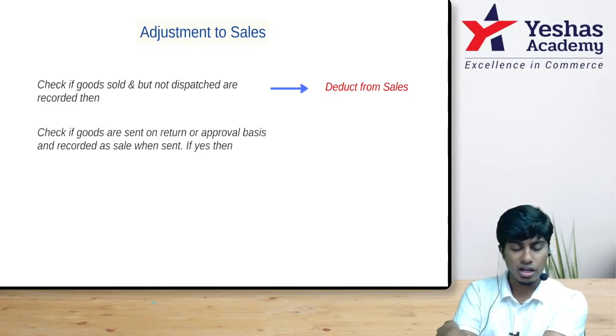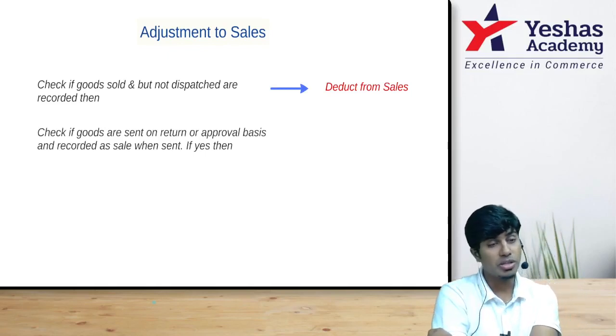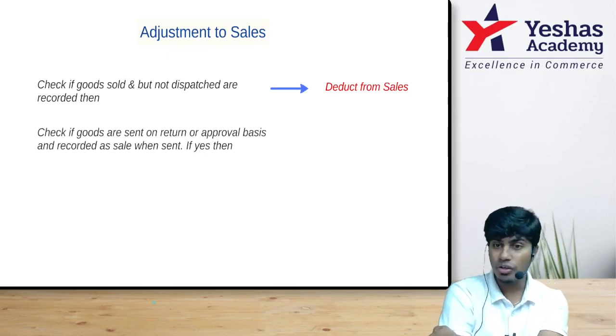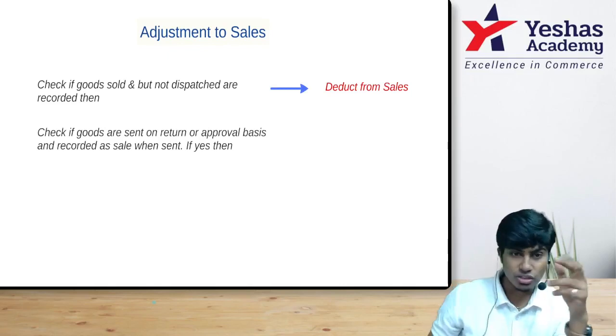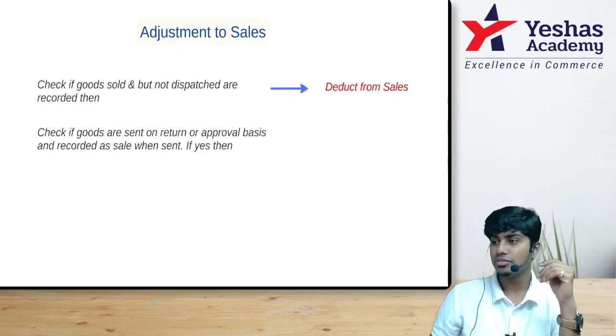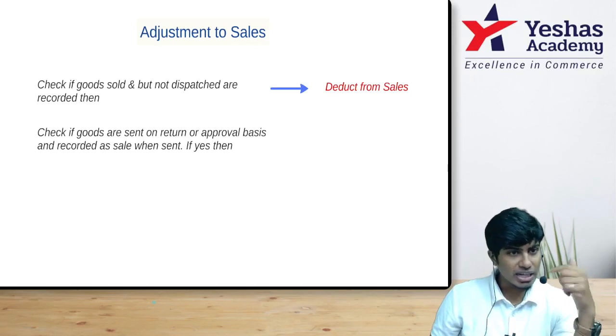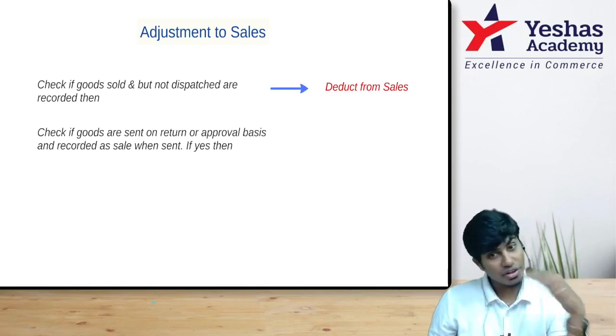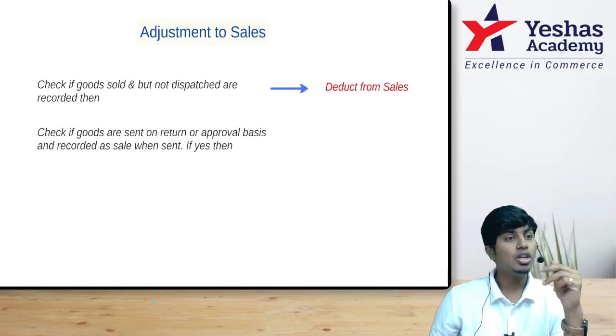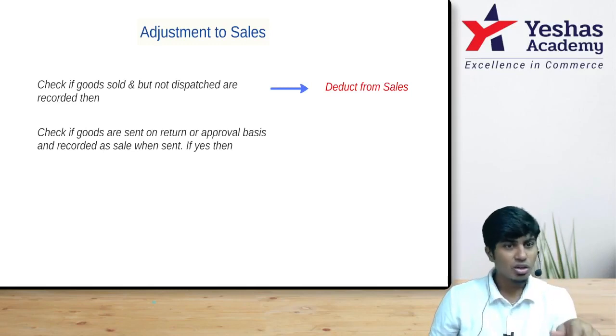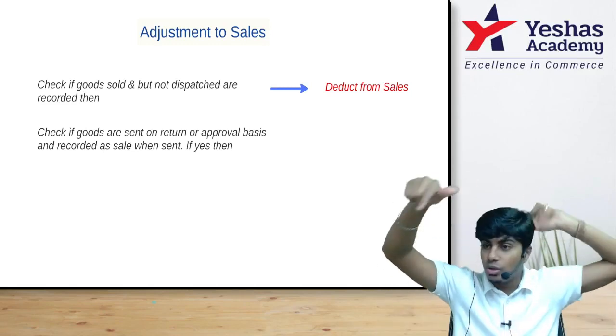How about checking whether goods are sent on return or approval basis? It is recorded as sales. What do we do? Usually we reverse. No, here we don't have to reverse. Goods are sent on return or approval basis. They've recorded it as sales, but it is actually not sales. Should we eliminate that sales? No. Usually we used to reverse that sales and include it in inventory.